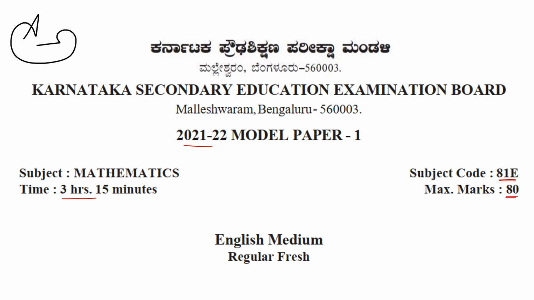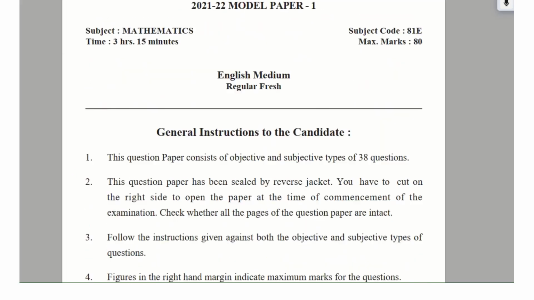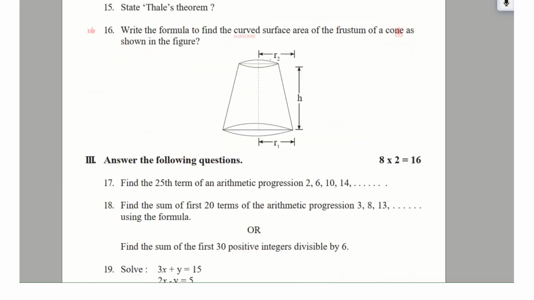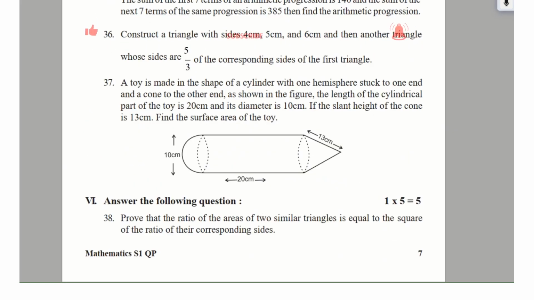According to the Karnataka Secondary Education Examination Board, the model question paper is released for a 20% reduced syllabus. Okay, let's begin with the paper. In this session, I'm going to explain only the first main, second main, and third main, that is part 1. The next mains, I'm going to explain in the next video.